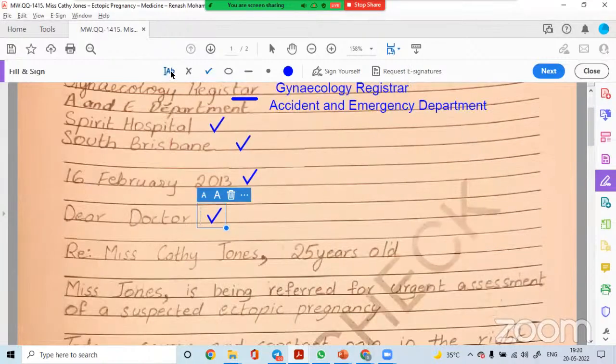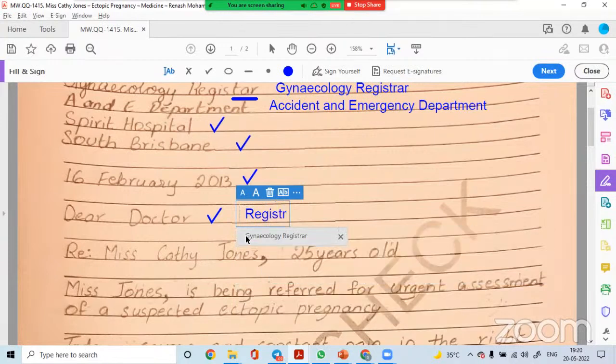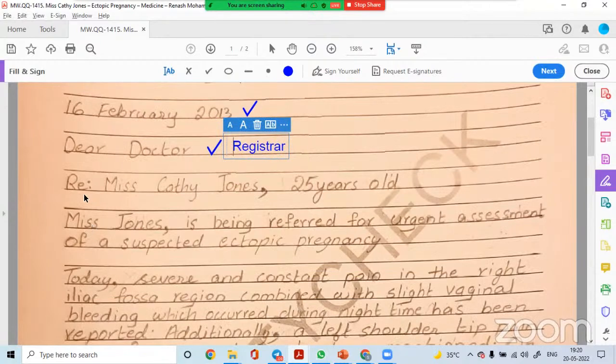Dear doctor. So dear registrar would be better. Doctor means there will be many doctors, but registrar is only one. So which is better, that you have to write. Dear gynecology registrar, or dear registrar. You can say just like that. Dear registrar is better. This is the better option. Then regarding Miss Cathy Jones, aged 25.